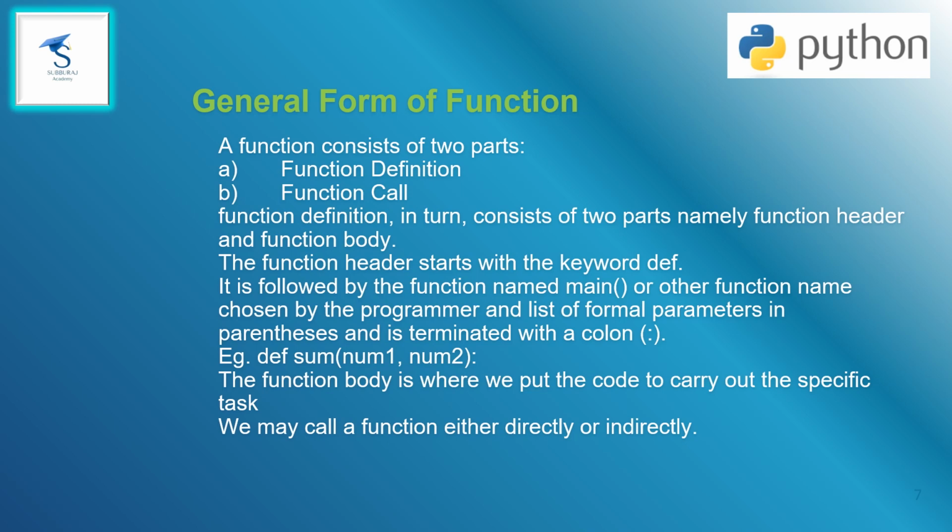In the example given, def sum: sum is the name of the function. Num1, num2 are the parameters or arguments, the values we pass to the function sum. I told you the sum gets two numbers, so that is represented as num1 and num2. The function body is where we put the code. In the body, we will create one more variable, say var1, and var1 is equal to num1 plus num2. Return var1. That's what we will write in the sum.